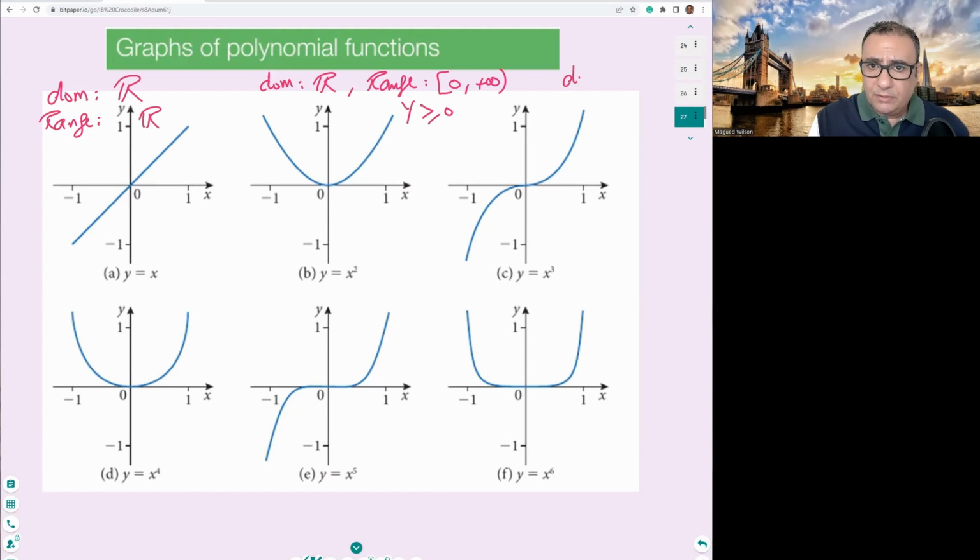So the domain is the set of real numbers, obviously. Now the range of this function: it goes to negative infinity and positive infinity. So the range here is obviously the set of real numbers.